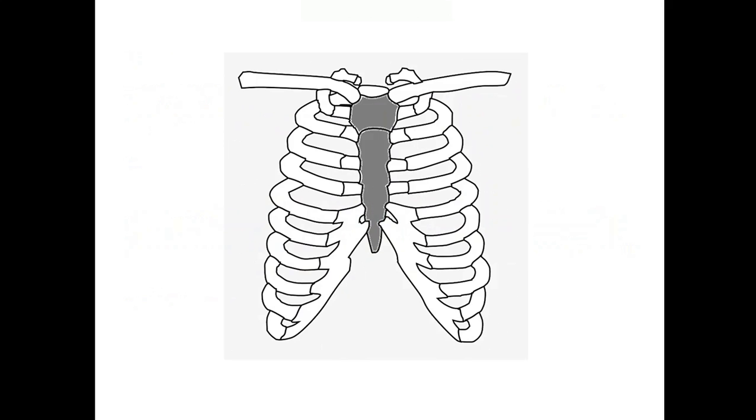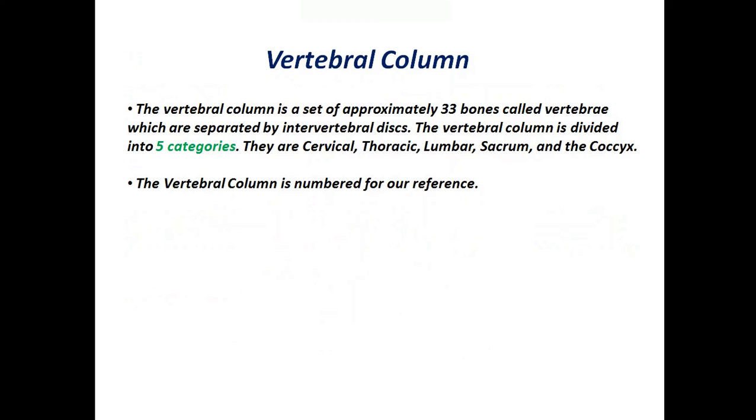Before that, just have a look at the sternum. It's the breastbone, which is gray in color. So the vertebral column is a set of approximately 33 bones, called vertebrae, which are separated by intervertebral discs. The vertebral column is divided into 5 categories. They are cervical, thoracic, lumbar, sacrum, and the coccyx.